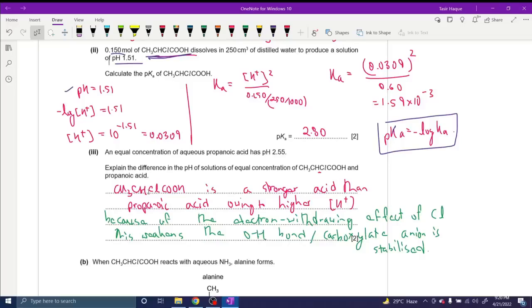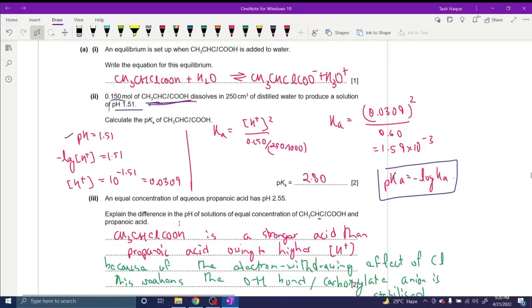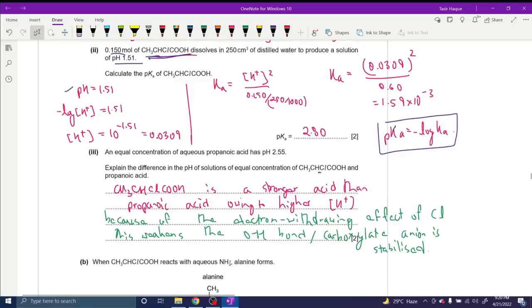Right, so an equal concentration of aqueous propanoic acid has pH 2.55, compared to 2-chloropropanoic acid, which had a pH of 1.51. So what are we seeing? 2-chloropropanoic acid is stronger due to the lower pH and higher H plus concentration. So that's what we wrote in the first point.